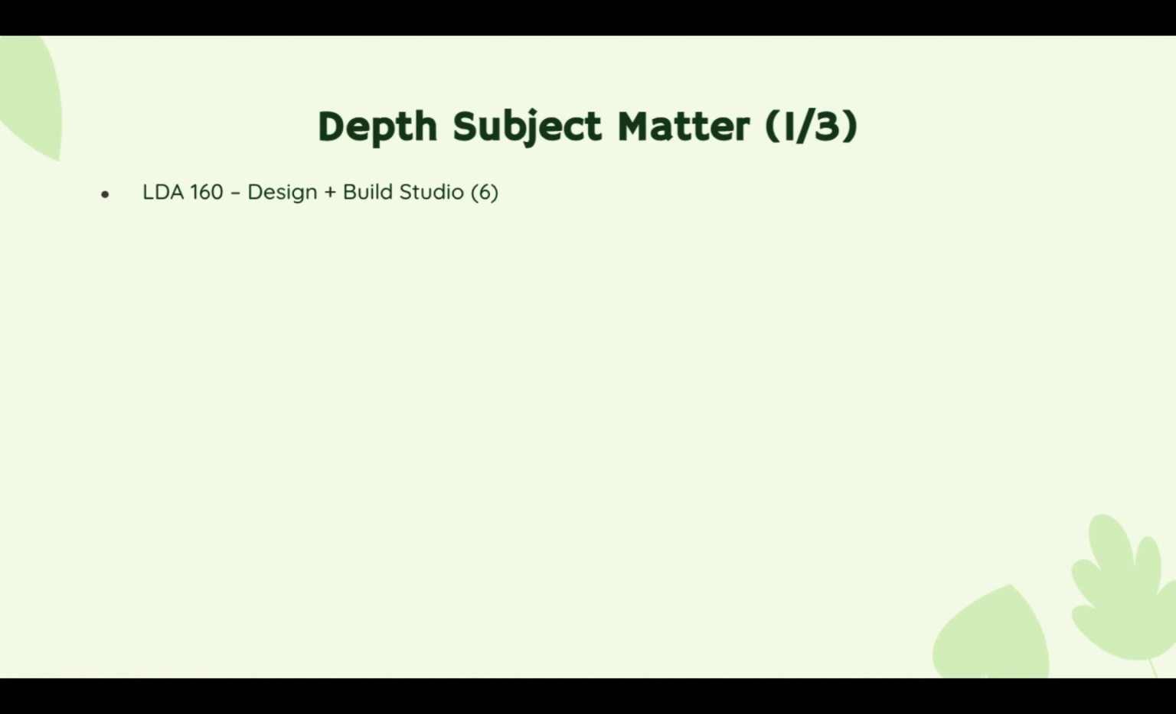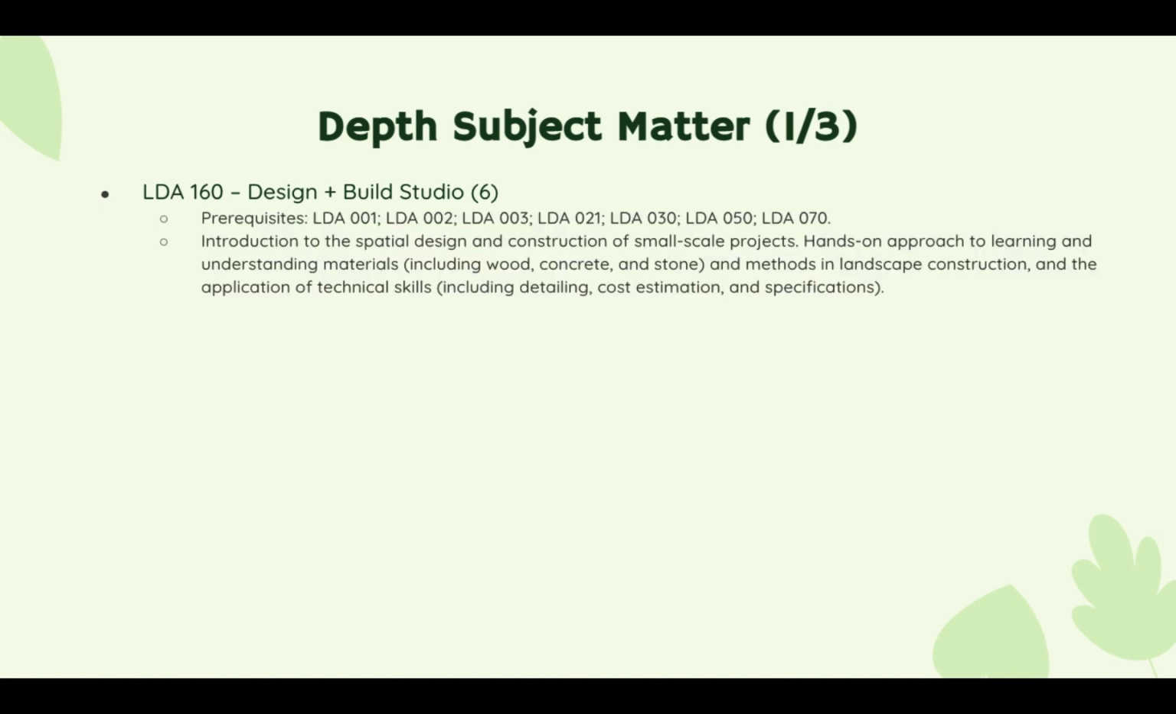In LDA 160, students will use a hands-on approach to learn how to design and construct a small-scale project. This is the course that has built and designed everything in our Hunt Hall courtyard, including trellises, seating areas, bioswales, and planting areas, as well as the iconic grass couch that's outside of our building.